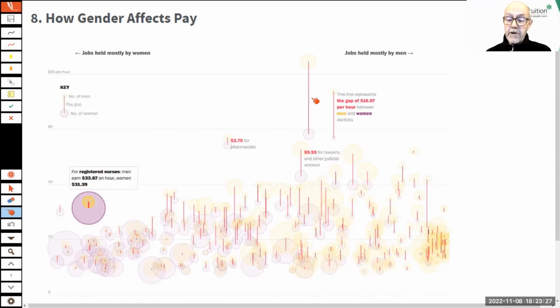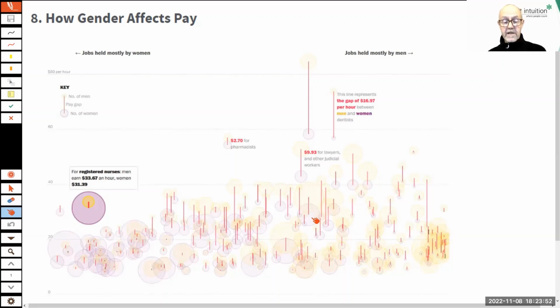Over here, I'm not sure who they are, this one's dentists. There are very, very few women dentists. There are not that many men dentists. Male dentists earn in excess of $70 an hour, and women earn rather less than 60. And I would guess if this was presented with software, you could actually touch on any of these to see what it is.